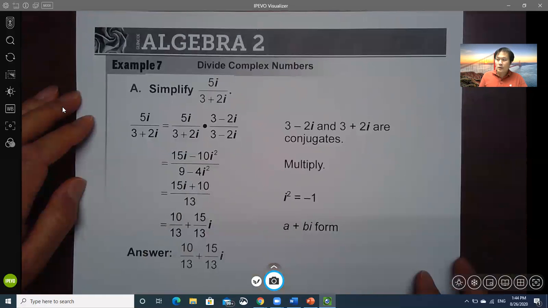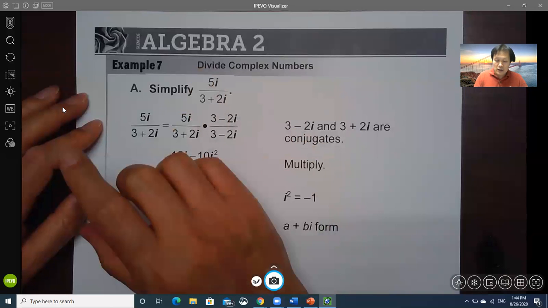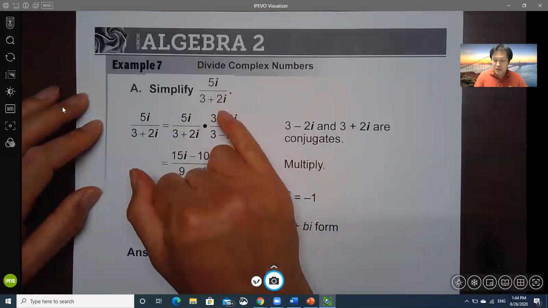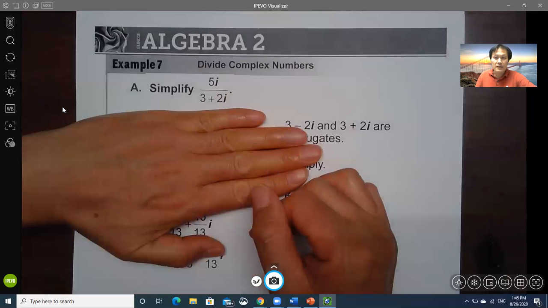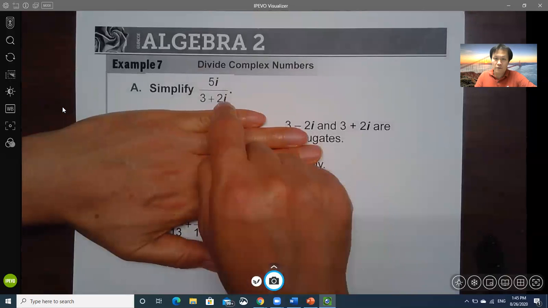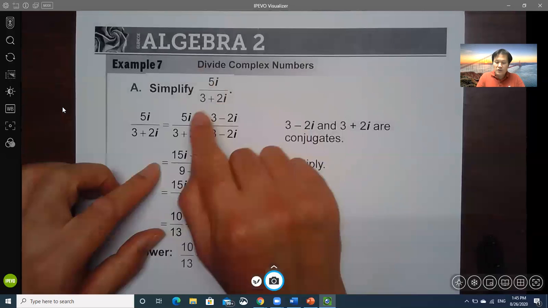Okay. When the question asks you to simplify a fraction like this, what they mean is get rid of i from the denominator. So when they ask you to simplify, what do they mean by simplify? Get rid of i from the denominator. That's what they mean. How do you get rid of i from the denominator?